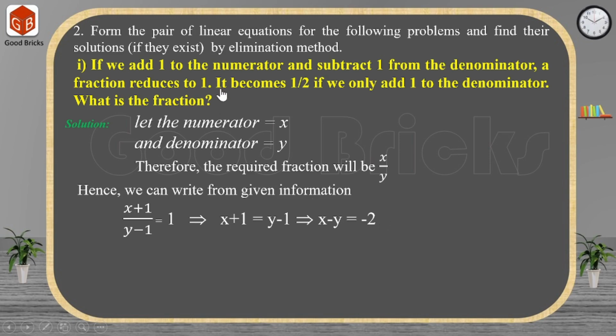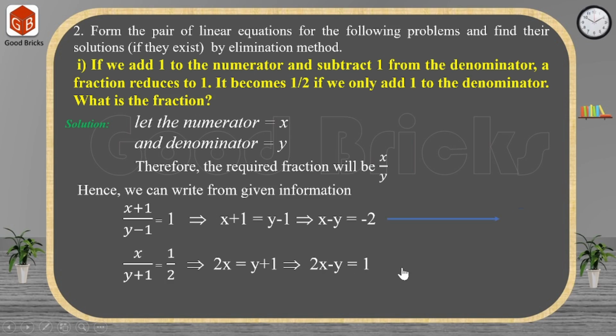Again second part, this given fraction will become 1 by 2 when you add 1 to the denominator. So what we have to do, x by (y plus 1) will give us the answer 1 by 2. So let us see that. Again we have written the second condition here, x by (y plus 1) is equal to 1 by 2. After simplification you will get 2x minus y is equal to 1.